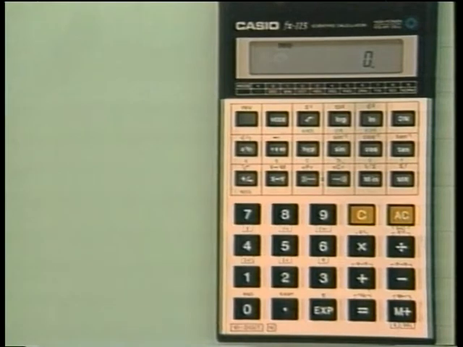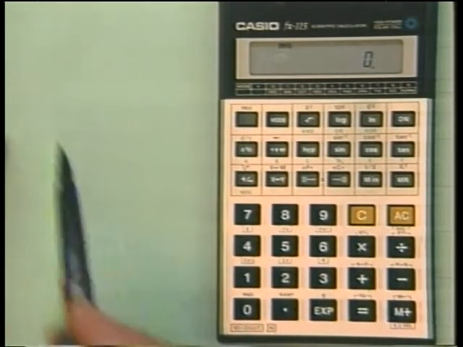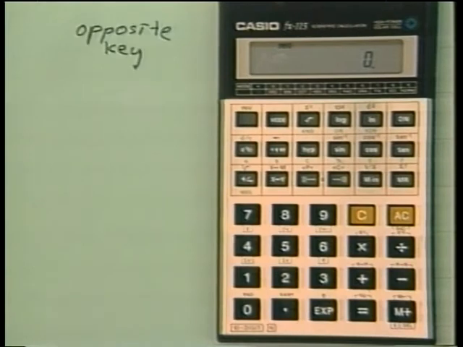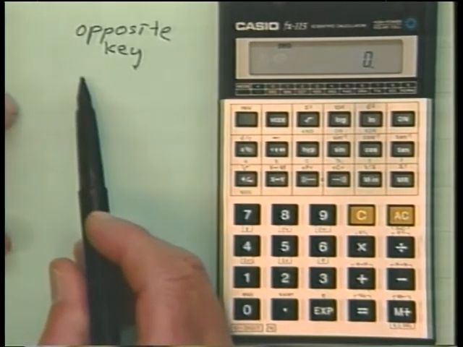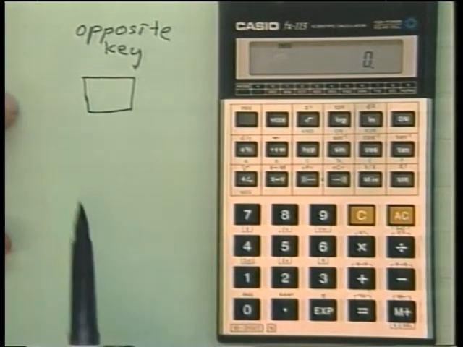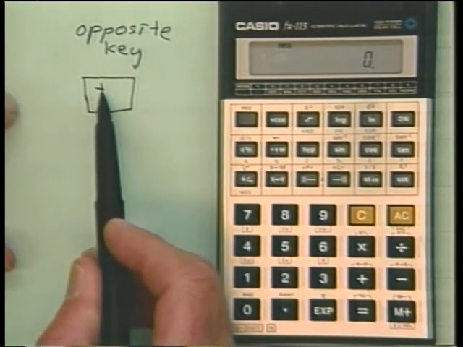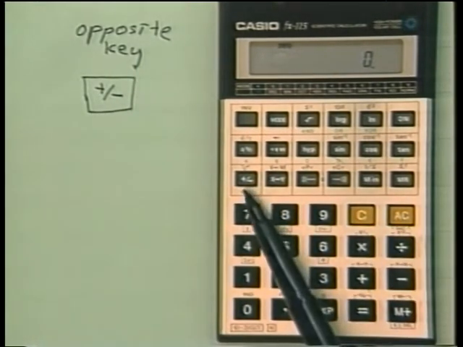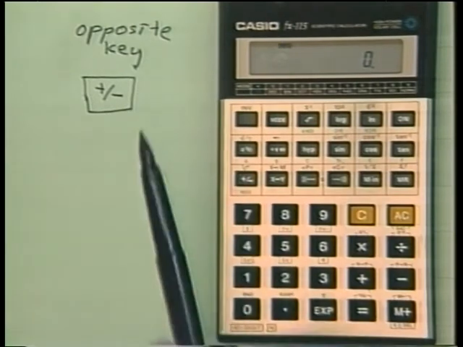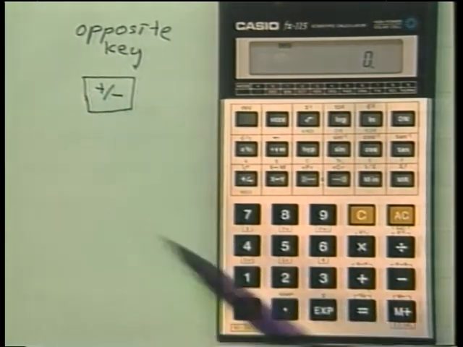Now is perhaps a good time to look at our calculators, particularly a scientific calculator, and see how it works with positive and negative numbers. First, let's see if your calculator has an opposite key. If it does, and this one does, on most calculators it will be a plus slash minus. That means when you push that key, it will change the pluses to minuses and minuses to plus.